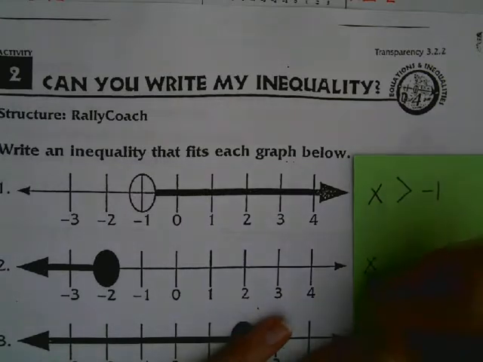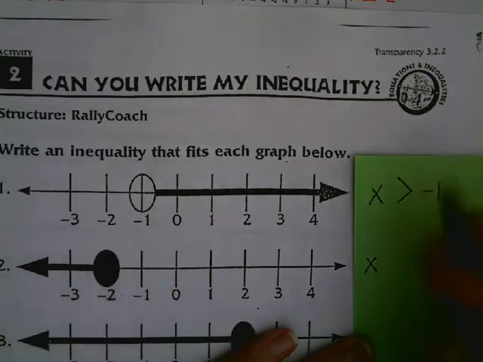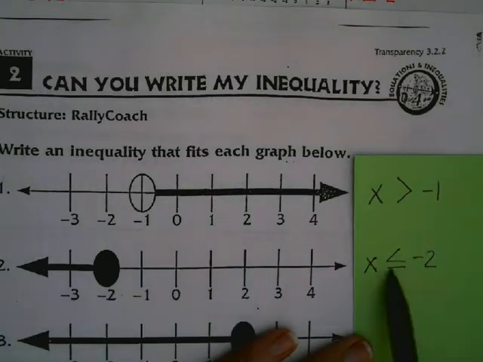Let's look at the next one. We have x and the dot is on -2. So you have to decide, in the direction it's going, are these numbers getting bigger or smaller than -2? If you go this direction, these numbers are getting smaller, so I'm going to say this is less than or equal to because this one has the solid dot on it. When it's a solid dot, you put the equal to line.